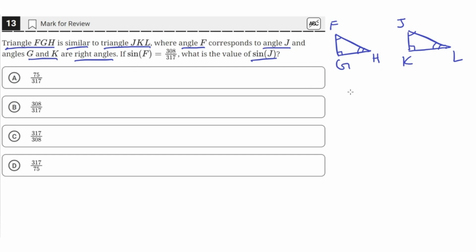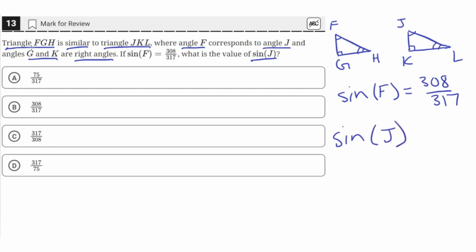So we know that the sine of angle F is equal to this number, 308 over 317. And what we need is the sine of J. Now, the problem tells us that these two triangles are similar, which means all the angles are the same.